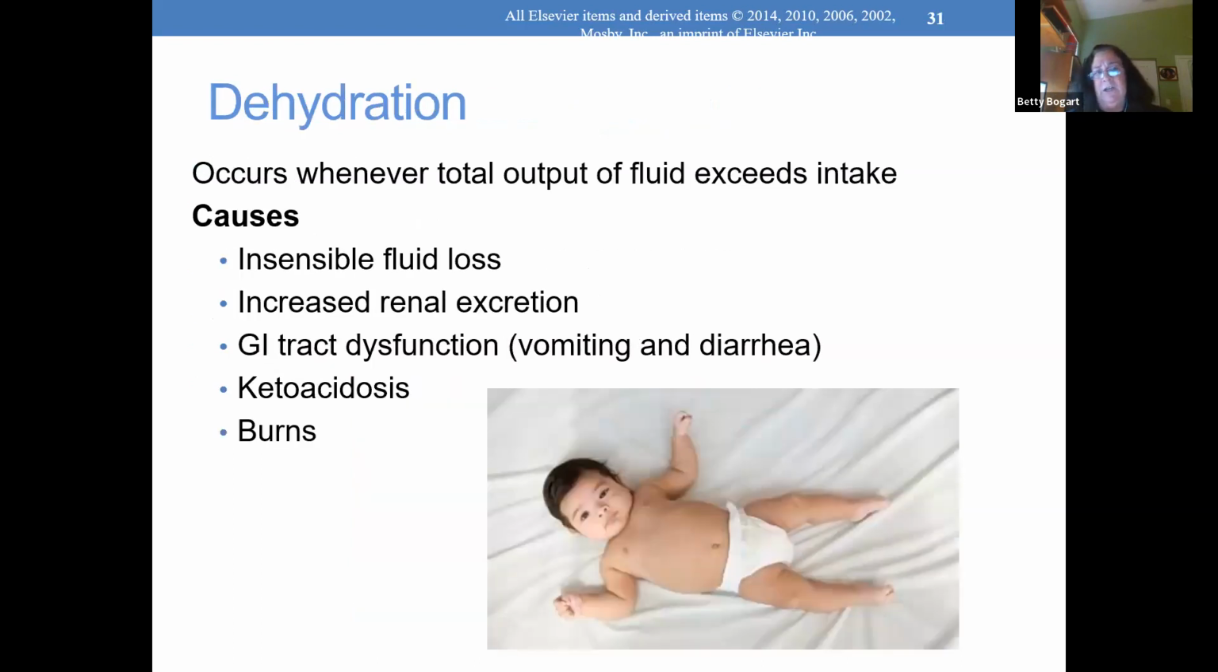Now, dehydration, of course, is when the out is more than the in. And it could be due to many things. It could be due to fevers, the biggest thing that you'll see.